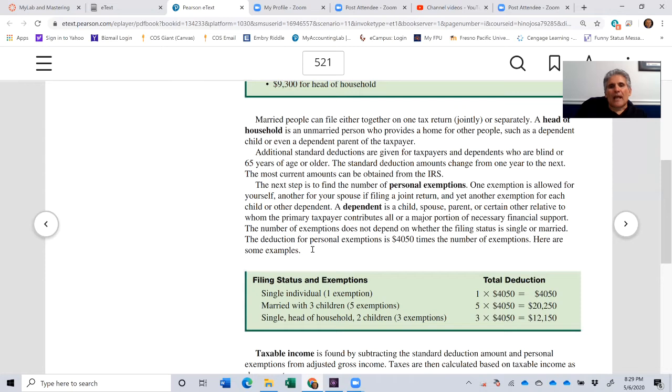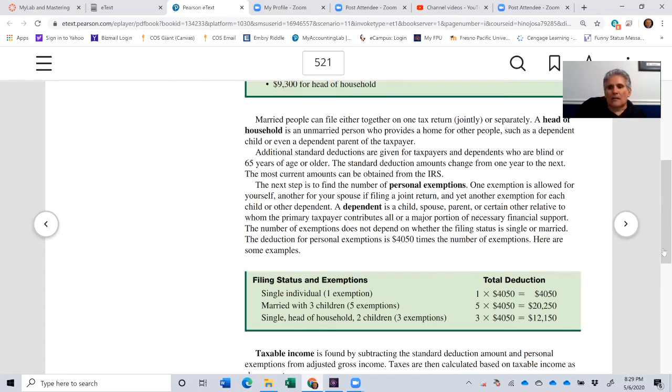And the number of exemptions does not depend on whether the filing status is single or married. The deduction for personal exemptions in this year was $4,050. This has actually gone down significantly since that year. The standard deduction went up, but the personal exemptions went down significantly.